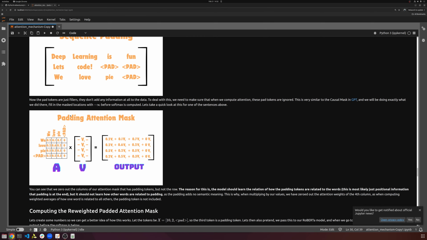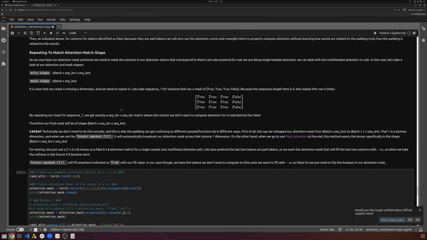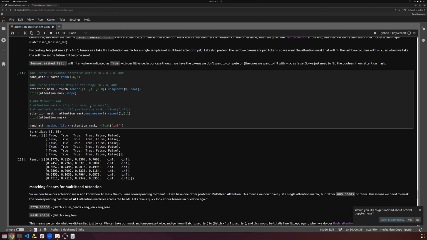But we do want to compute how the pad token is related to the words, because the model needs to learn that, hey, the pad tokens just exist at the end, so it's mostly just positional information. But how the words are related to the pad token should not matter, right? The words have nothing to do with the pad token because the pad token was never there to begin with. It's just a filler.